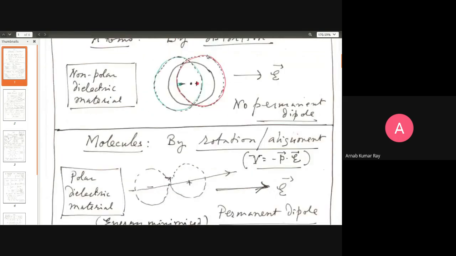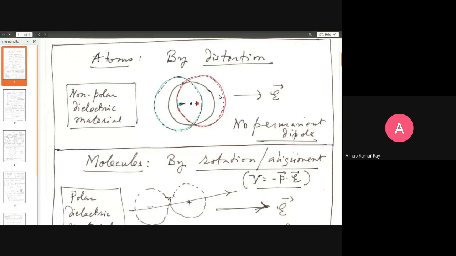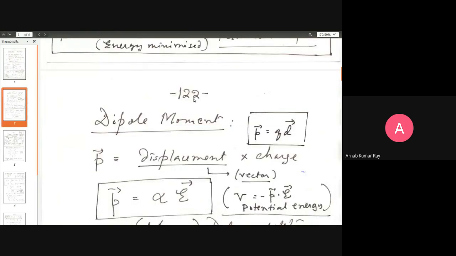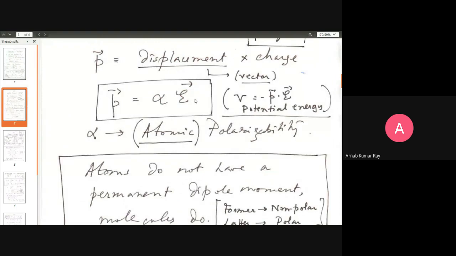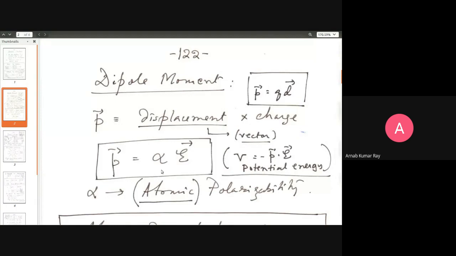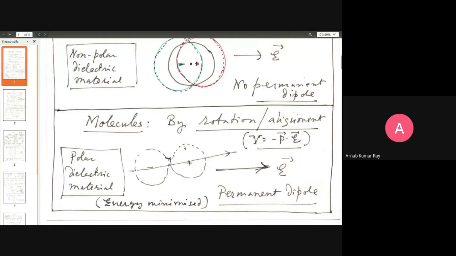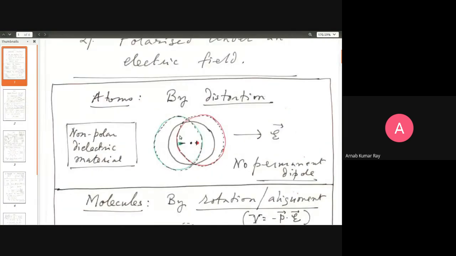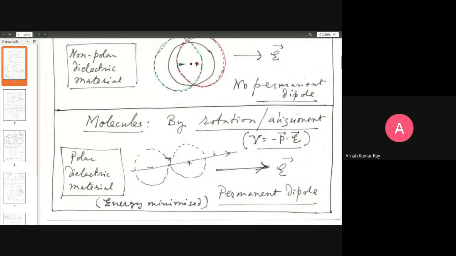So the dipole that is brought about in a physical system which does not have any permanent dipole will depend on the strength of the electric field. The dipole moment, therefore, will be proportional to the electric field. And this proportional factor is given by alpha, and alpha is known as polarizability, preferably atomic polarizability. We are talking about atoms over here. Atomic polarizability, as it pertains to atoms, not molecules.